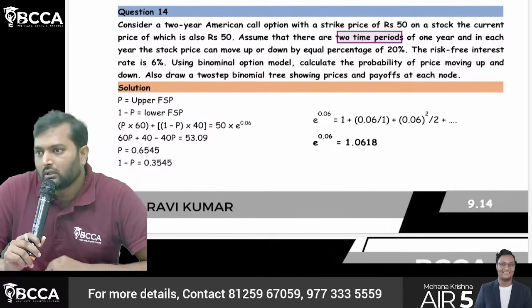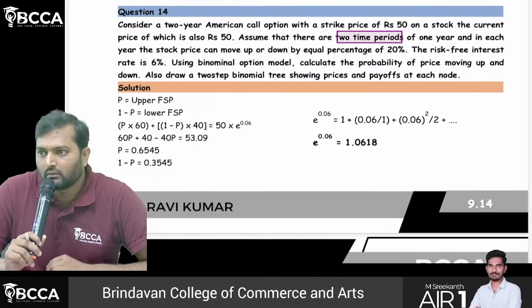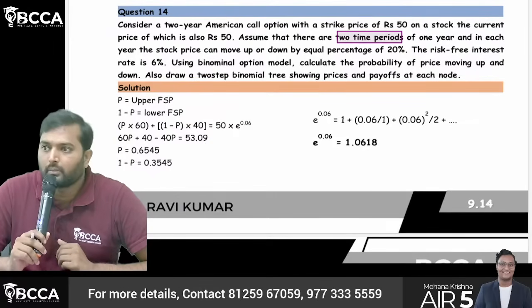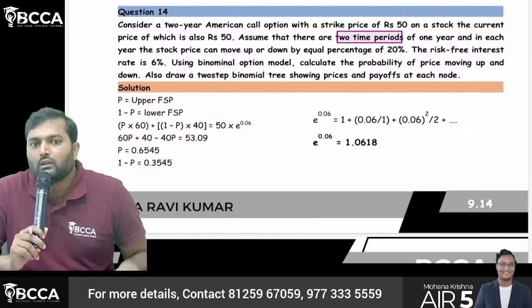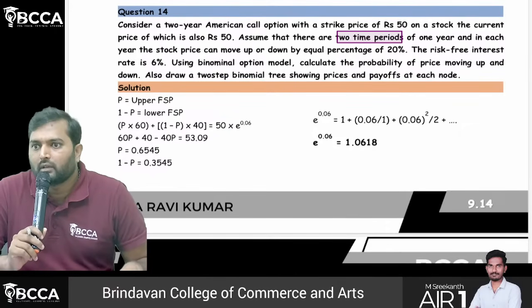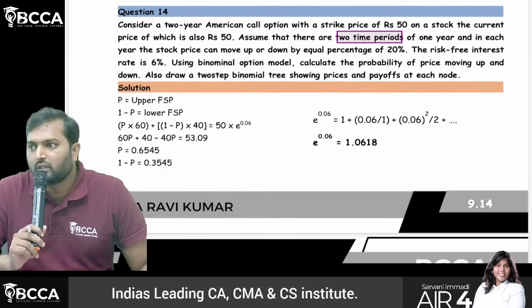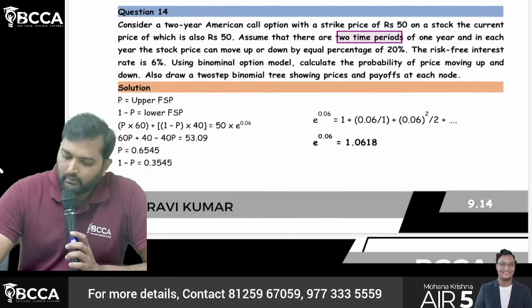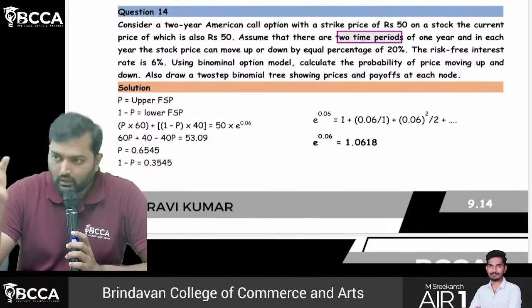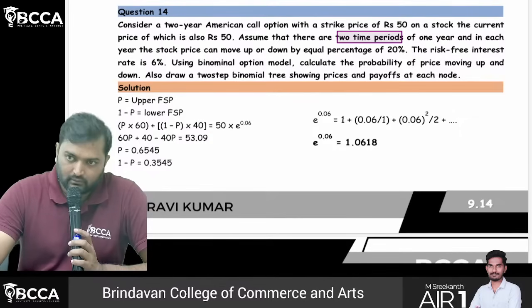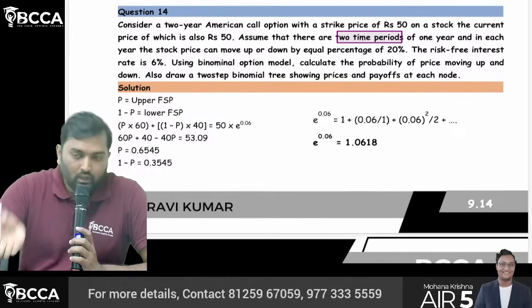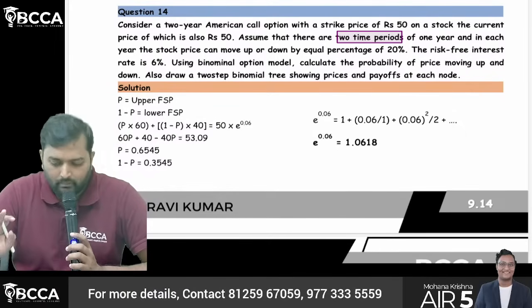So calculate the probability of price moving up and down. You know risk neutralization. How do we find the probability? P into upward FSP plus 1 minus P into downward FSP is equal to spot price into e power rT. Let the probability of upward FSP be P, and downward FSP be 1 minus P. In each year, the stock price may move up or down by 20%.